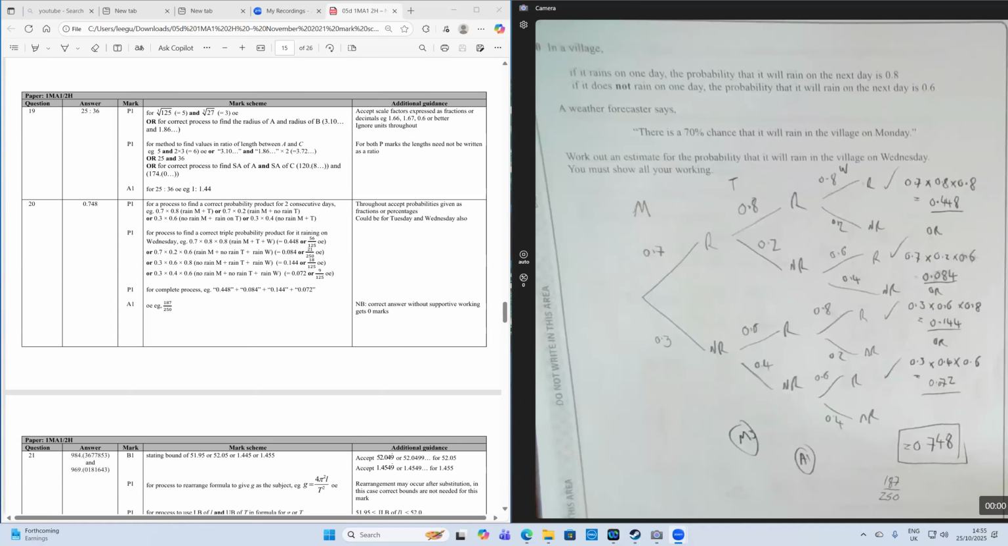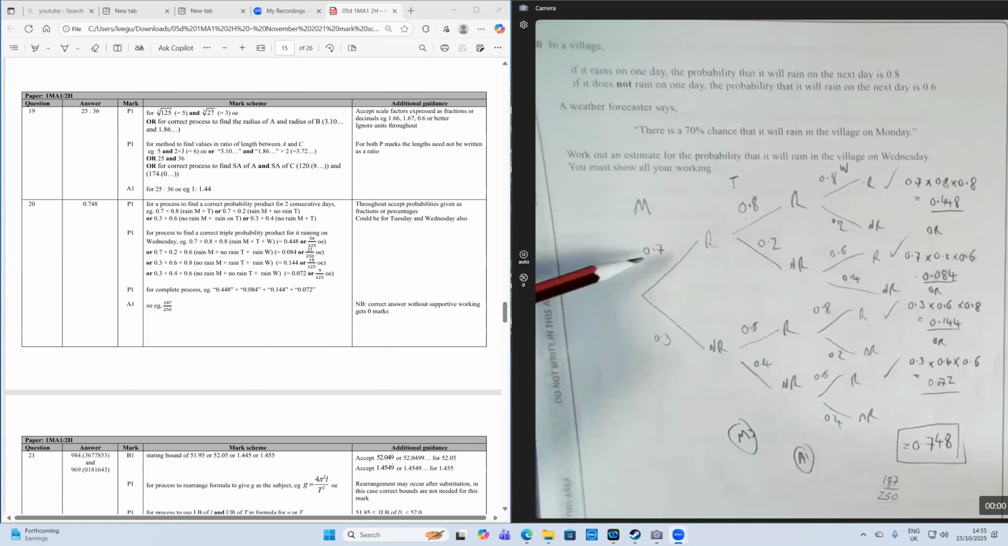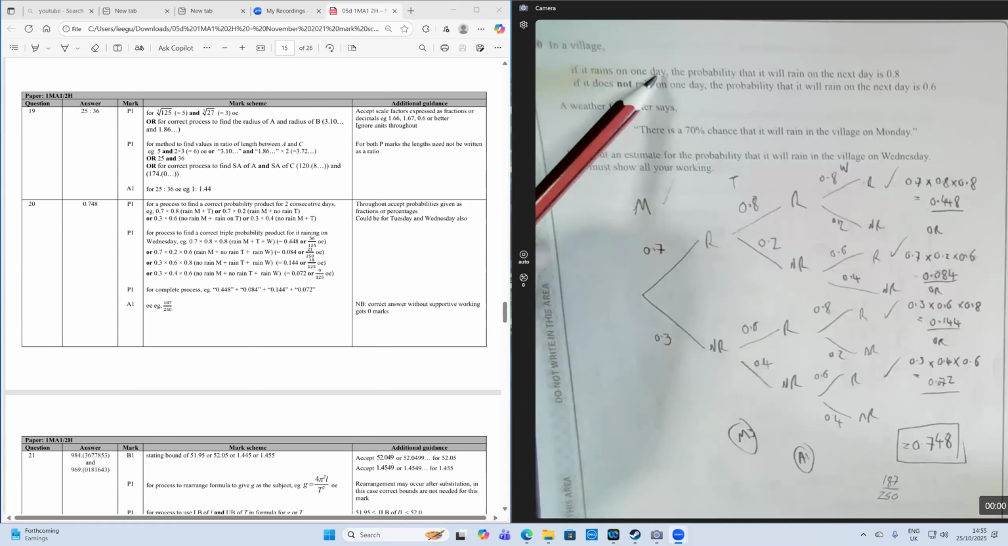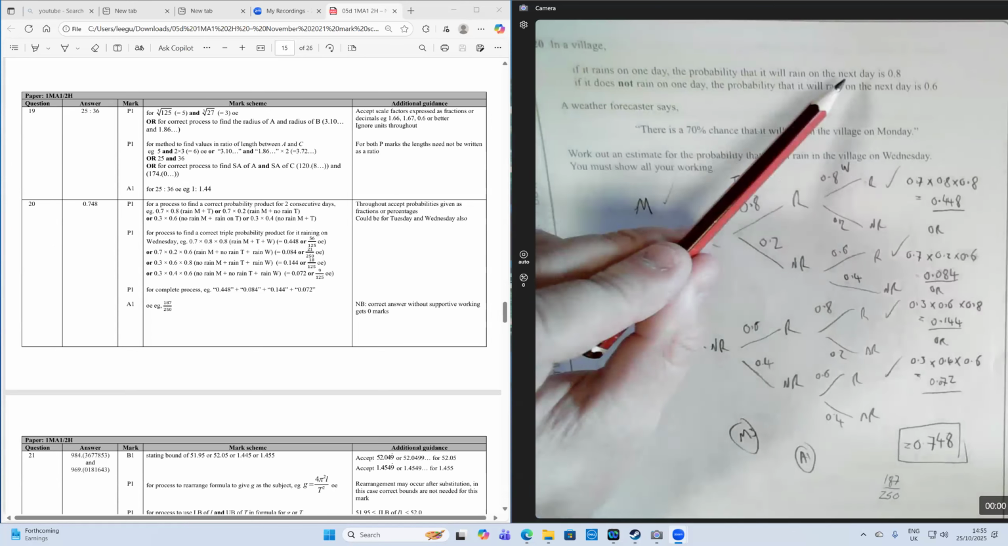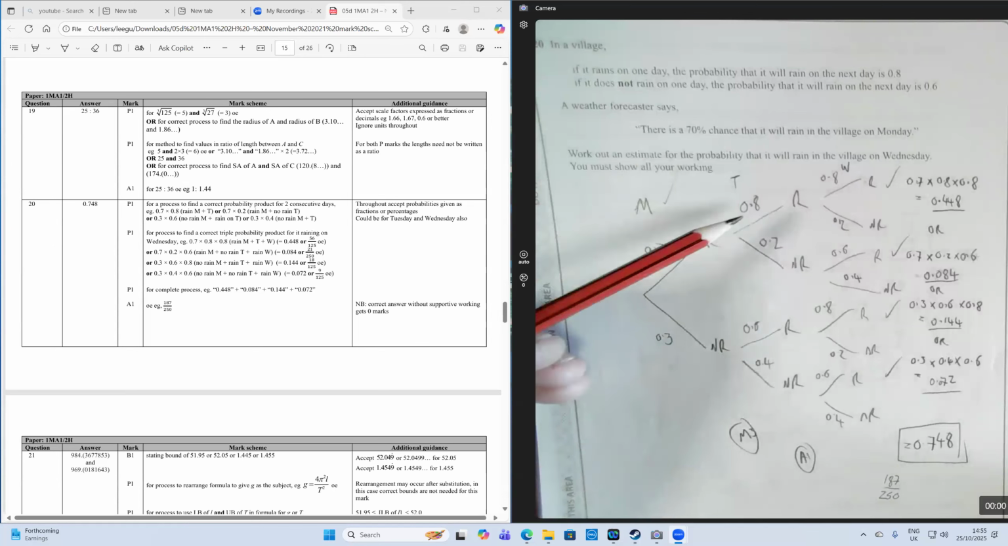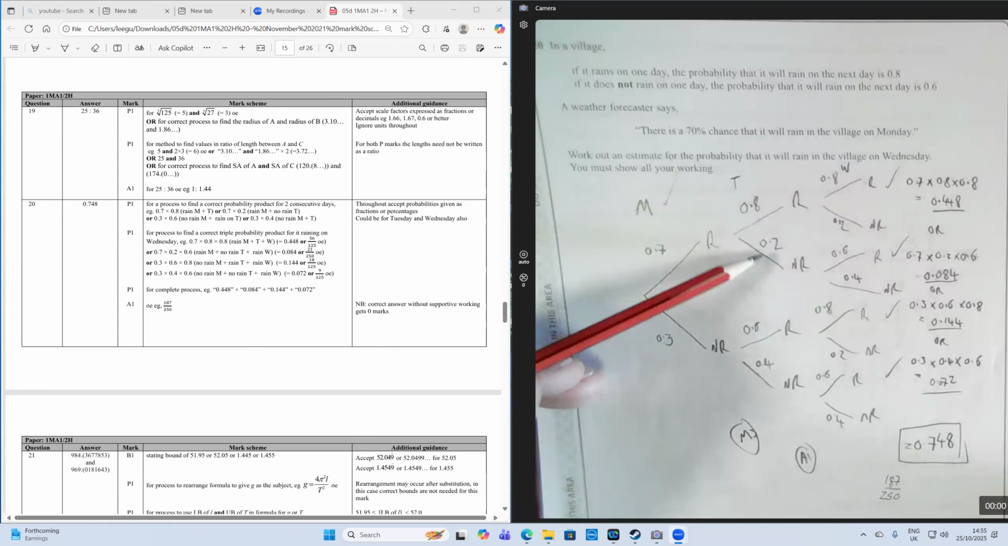So let's start at the beginning. Monday, there's a 70% chance of rain on Monday, so there's a 30% chance it does not rain. That's Monday taken care of. Tuesday: if it rains on one day, the probability it will rain on the next is 0.8. So the probability of rain on Tuesday would be 0.8, and the probability of no rain would be 0.2.